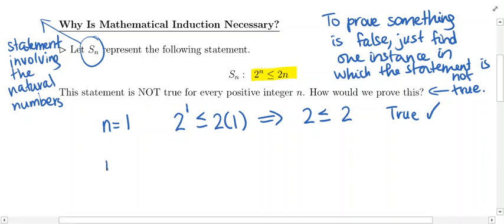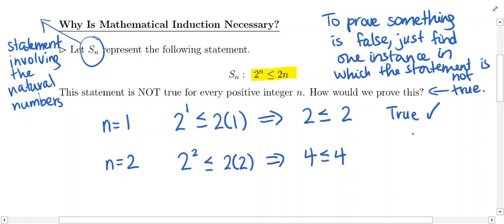Well, does it work for n equals 2? I don't know, plug it in. Everywhere you see an n, replace it with 2. So you're going to get 2 squared is less than or equal to 2 times 2. If we simplify, this is going to tell us that 4 is less than or equal to 4. That's true because any number is equal to itself. So the statement is again true for the second counting number.